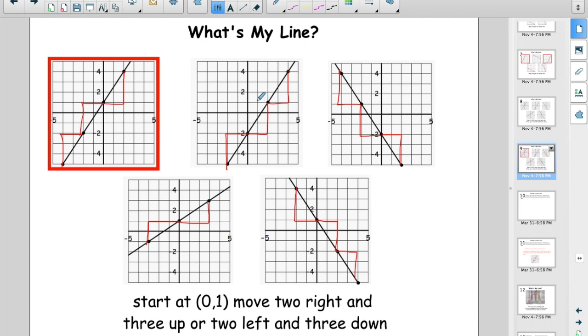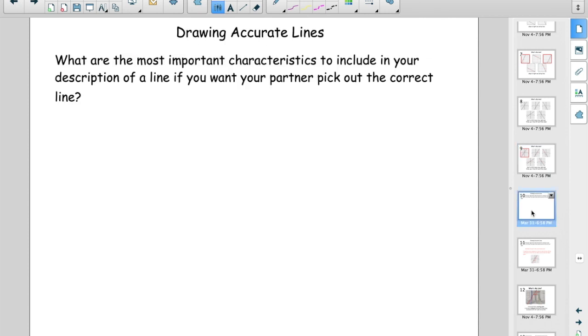So now we've seen that there's only one way to draw this. If we indicate a starting point being your y-intercept, and then we describe a slope, there'll only be one line. There were several lines that could have the same y-intercept, and another line that could have the same slope, but putting the two together, we've got a unique line. So that's going to take me to the next slide, something for you to think about.